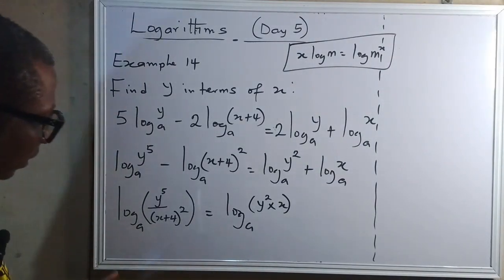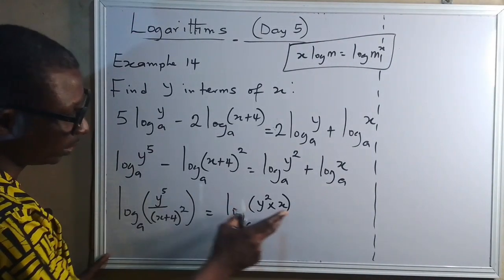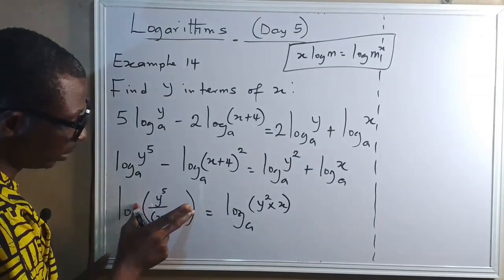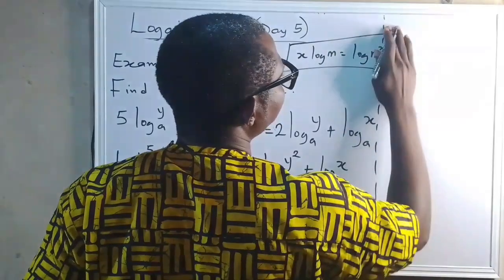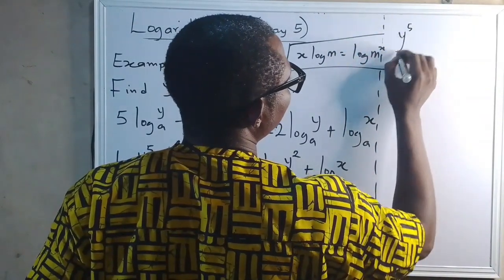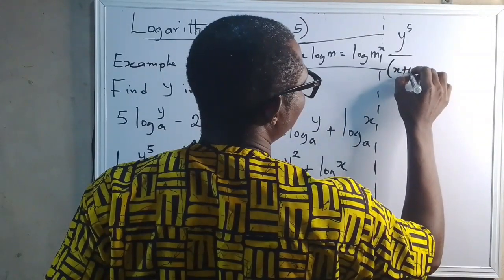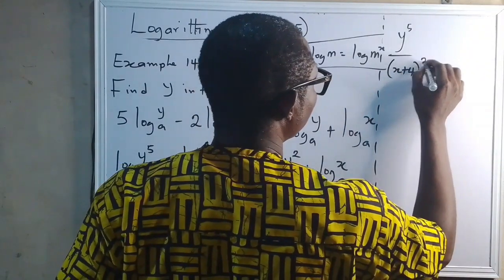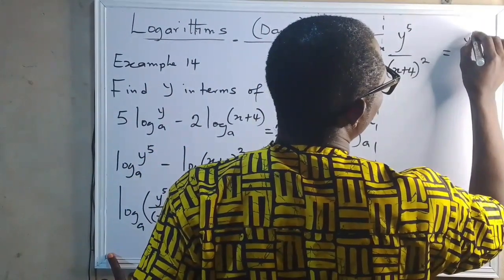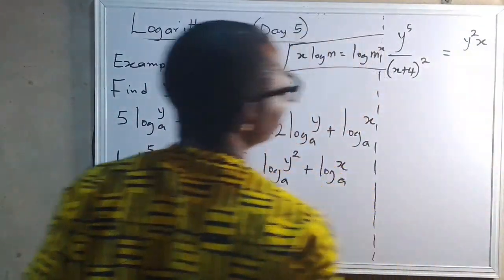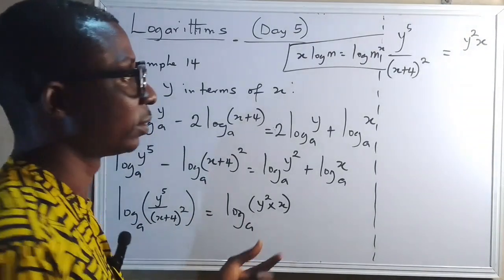All right. You can see the base here is the same as the base here. So then we can equate the numbers. So this will be equal to this. So we have y raised to the power of 5 over (x plus 4) raised to the power of 2 is equal to y squared x. Okay, you get that? All right, so this is equal to this.